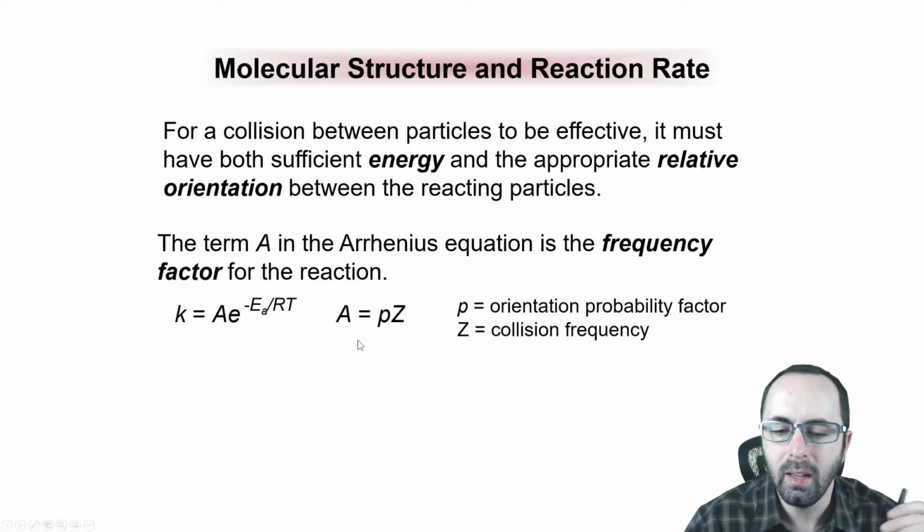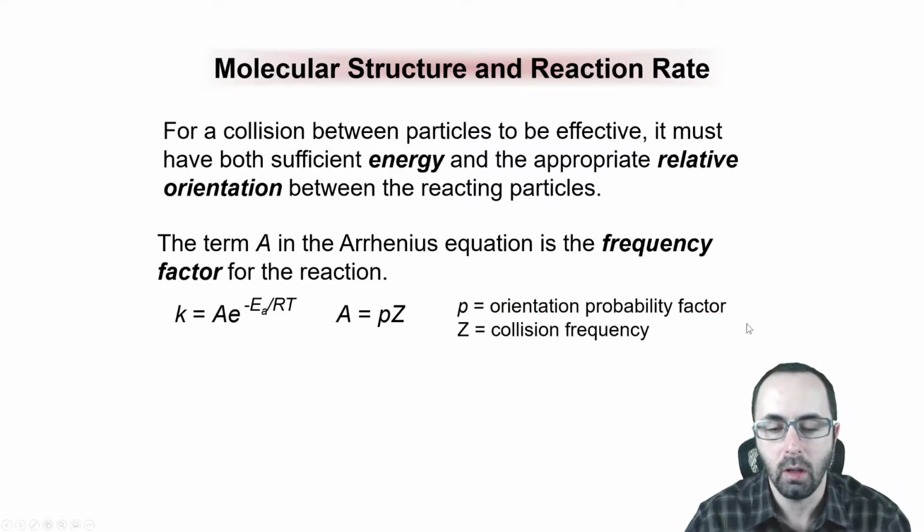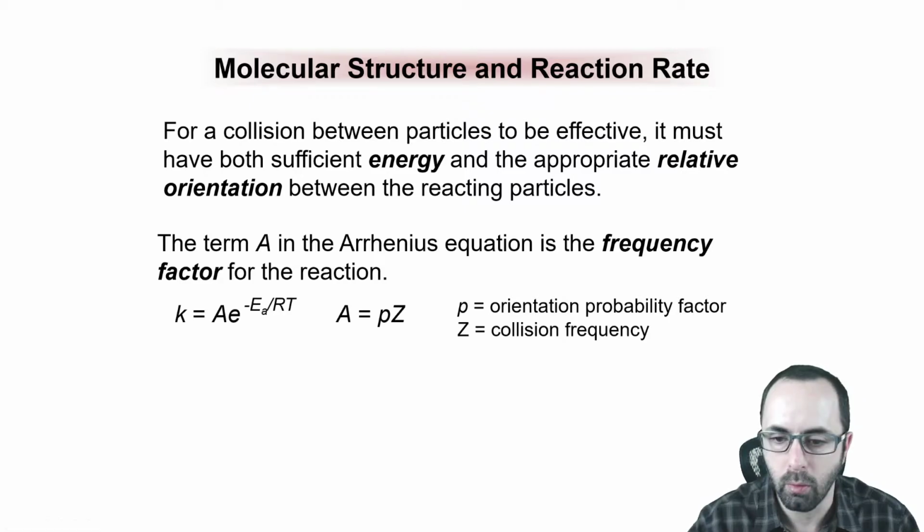So what is this A that we see here? The A can be broken up into two parts. It's the product of the collision frequency, which is indicated as Z here, times the probability that if the collision happens, it will happen in the correct orientation so that the molecule will undergo a reaction.